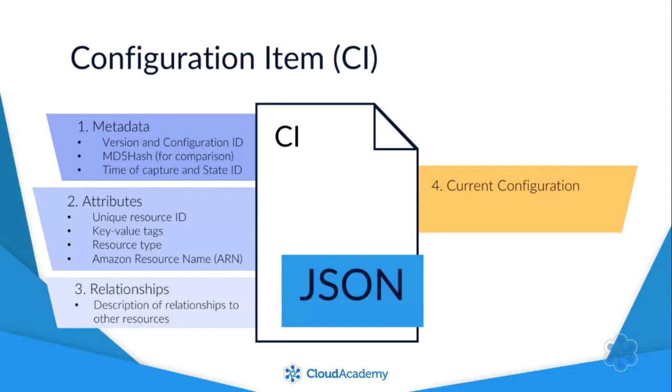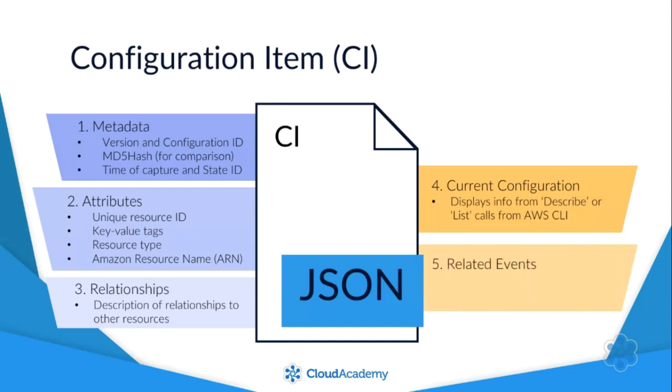Current configuration. This will display the same information that would be generated if you were to perform a describe or list API call made by the AWS CLI. AWS Config uses the same API calls to get the same information. So depending on the API call and resource, different information will be returned, which is resource specific.